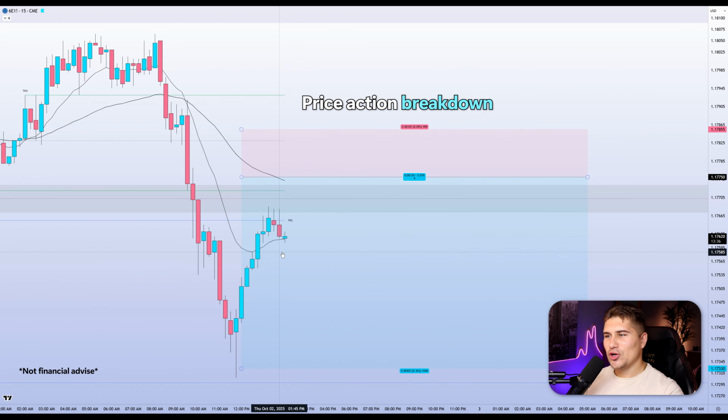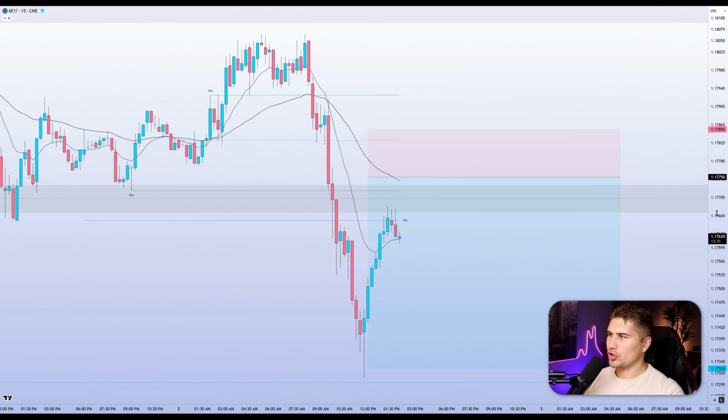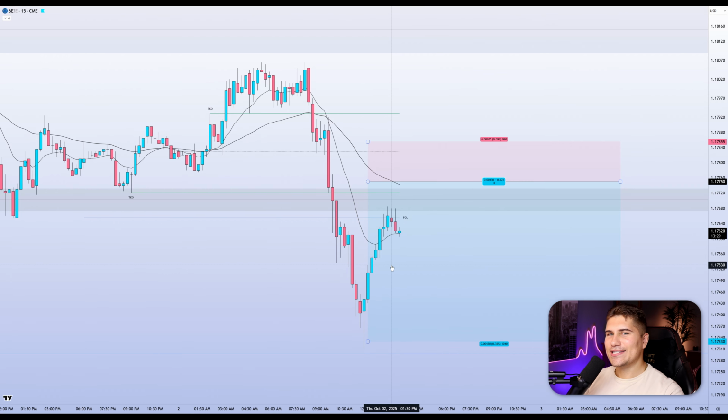What's up, guys? I'm here in the New York PM session and I'm about to take a trade off of the 15-minute chart, and I wanted to give a good example of a trade setup that I typically look for and find at least a couple of times per week.